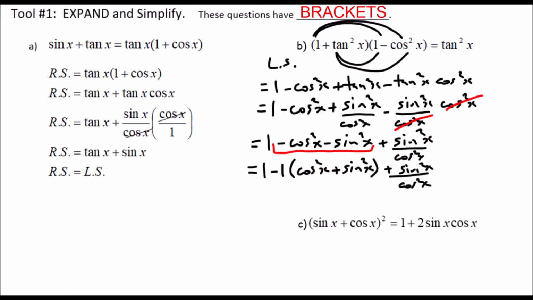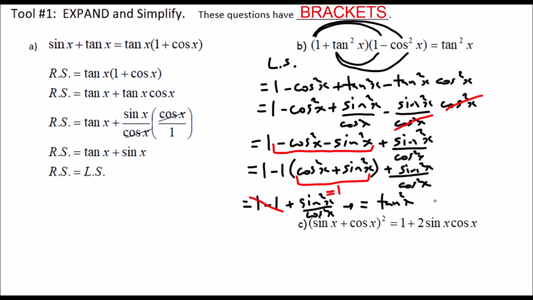What do I have here? Well, this guy here is actually an identity. This guy here is actually equal to 1. So what I really have here is 1 minus 1, because this is just 1, so -1 times 1 is -1, and then plus sine squared x over cos squared x. Of course, that 1 minus 1 is just 0. So what do I really have here? I have, well, sine squared x over cos squared x, right? These two are, of course, gone. And sine squared x over cos squared x is just equal to tan squared x.